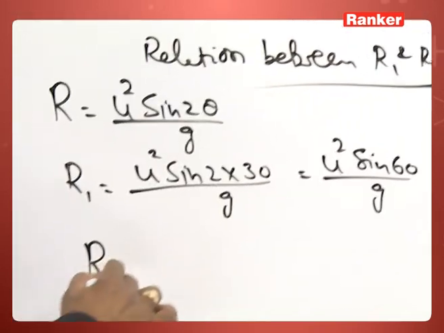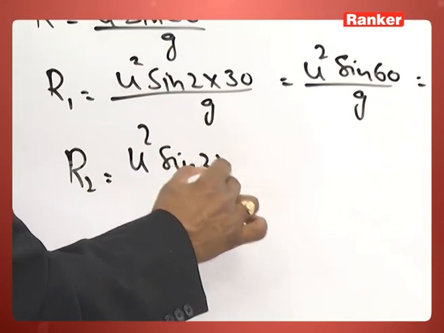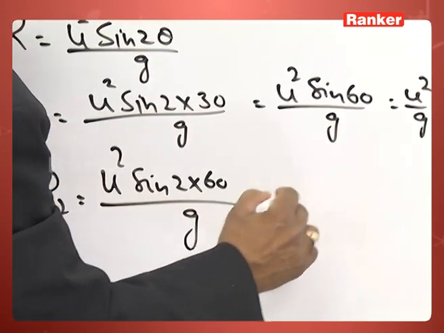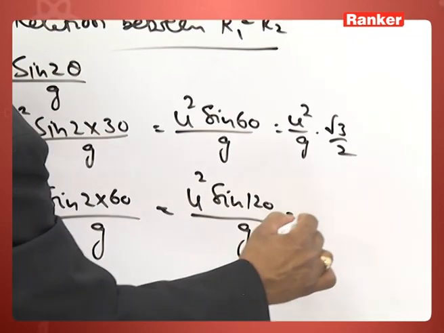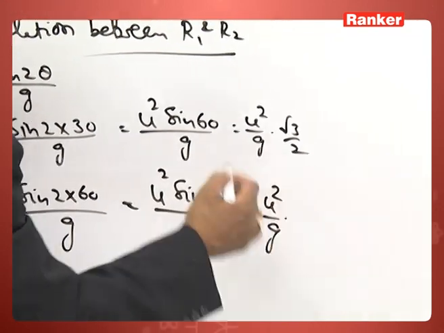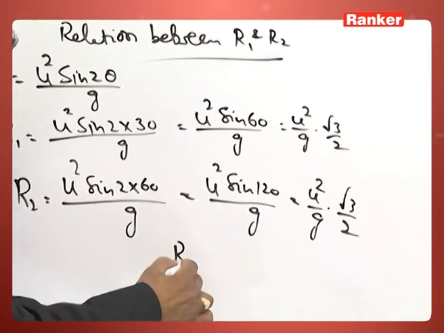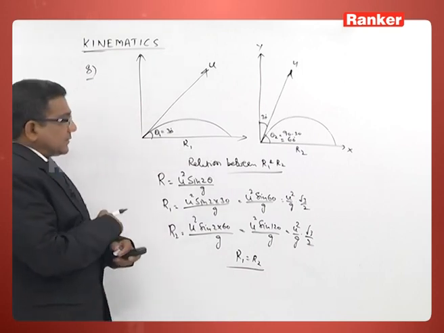Similarly, find the range R2. If you substitute in this formula, u square sin 2 into the angle of projection, which is 60, by g. That means u square sin 120 by g. And this is also u square by g times sin 120, which is root 3 by 2. That is, R1 and R2 you are going to get equal. So, here remember, the ranges will be the same.